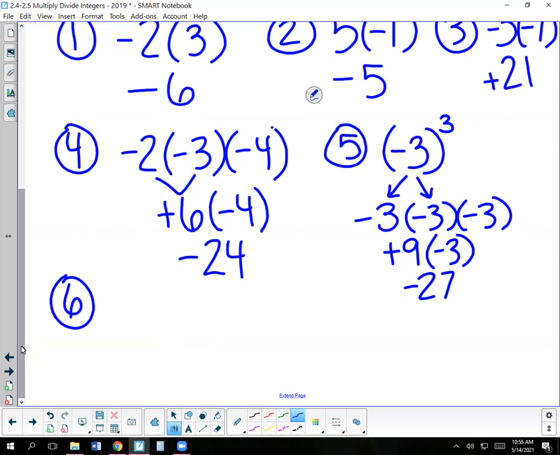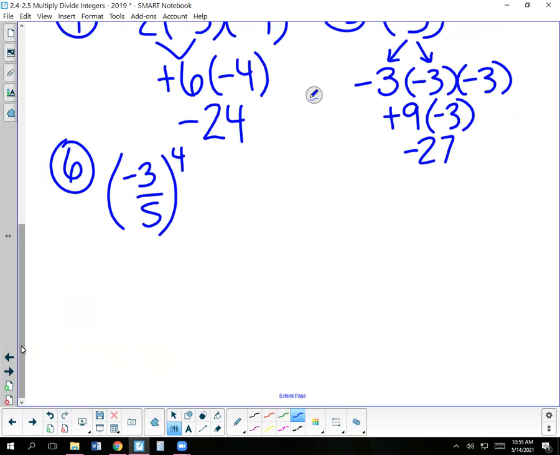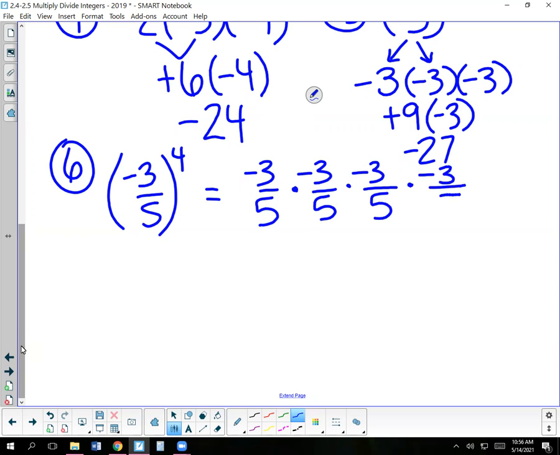All right, now what if I switched it up and said, what about -3/5 to the fourth power? I don't know how to solve that. Yes, you do. Pretend the negatives are not there. This means take 3/5 and multiply it by itself 4 times. So this would look like -3/5 times -3/5 times -3/5 times -3/5. We already know part of this.